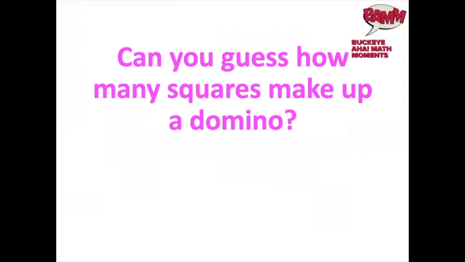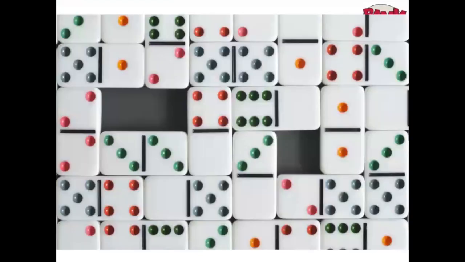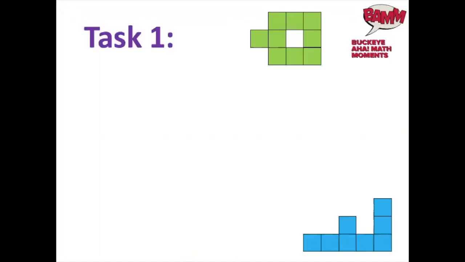Can you guess how many squares make up a domino? I'll give you a few seconds to try to guess. Dominoes are polyforms made of two squares. Don't worry about learning the names. The important thing to keep in mind is that we are going to study polyforms according to their classification.